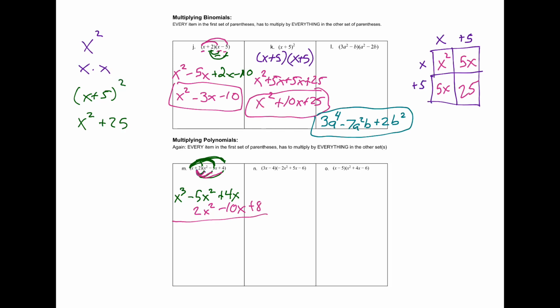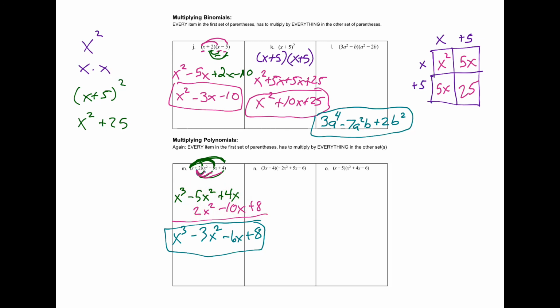So then you can just add like terms, like I said. So we have an x cubed. Negative 5 and 2 make negative 3x squared. A negative 10x and a 4x make negative 6x, plus 8. And there is our answer. So the same process, it's just now you have 6 things that you have to add and combine like terms versus the 4 that you had here. So 4 monomials here, but now we've got 6 monomials.